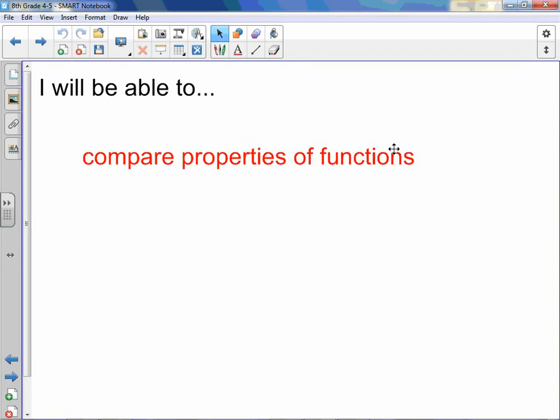Chapter 4, Lesson 5, Compare Properties of Functions. You will be able to compare properties of functions.